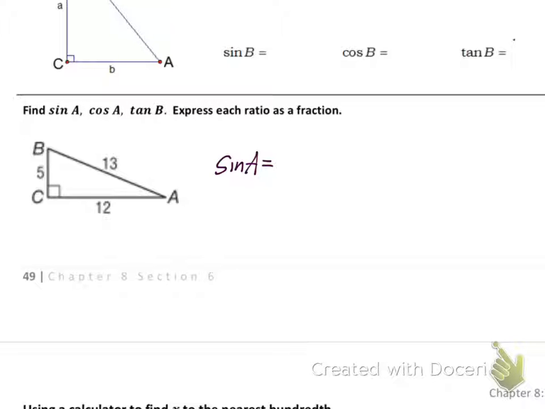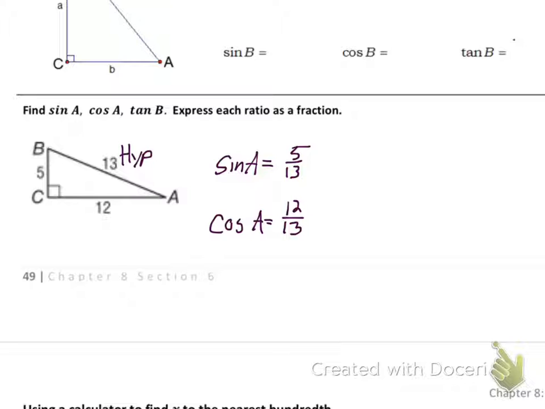Mazin. It's going to be 5 over 13 because this is my hypotenuse. I would have that labeled to begin with. All right, can someone tell me what cosine of A equals? Brian. 12 over 13. It's going to be 12 over 13 because it's adjacent over hypotenuse.